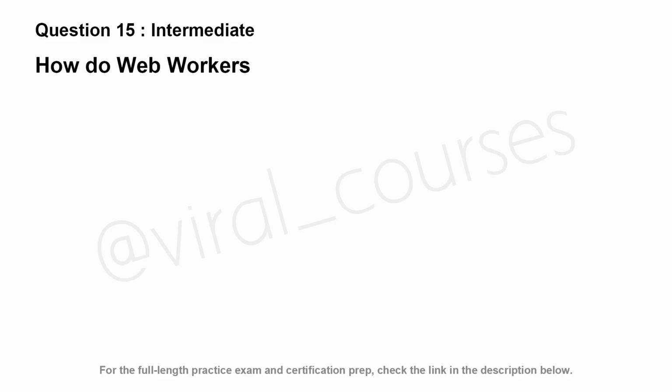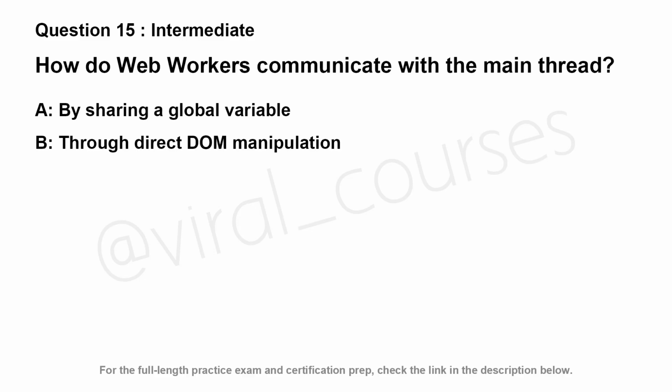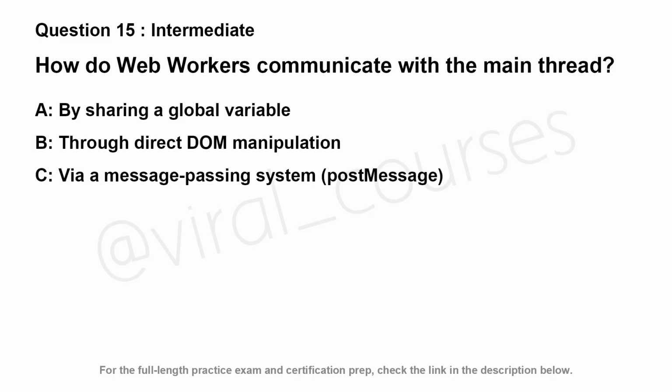How do web workers communicate with the main thread? Option A. By sharing a global variable. Option B. Through direct DOM manipulation. Option C. Via a message passing system, postMessage. Option D. By using the `window` object.